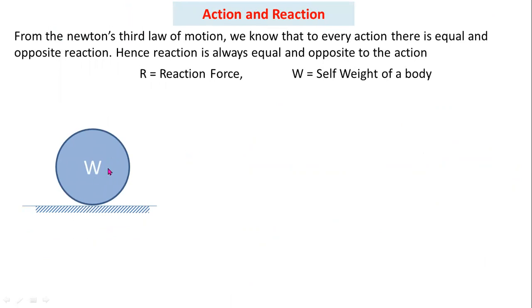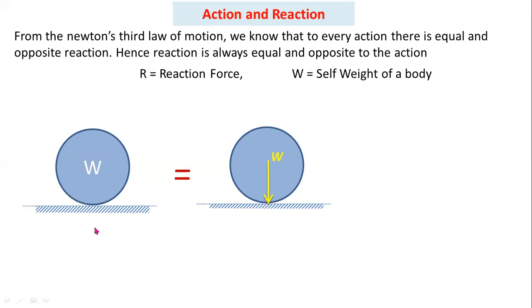So this is a cylinder or sphere of self-weight W. This is a horizontal support. How to convert this diagram into a free body diagram? First of all, you have to convert this self-weight W into a vertical force. Self-weight always acts vertically downwards. Okay, this is the action.